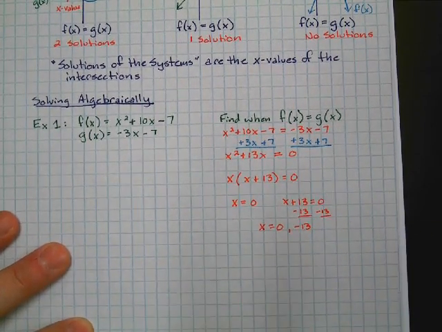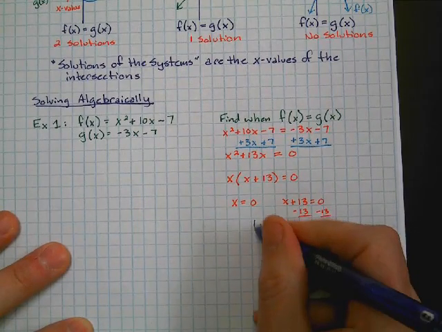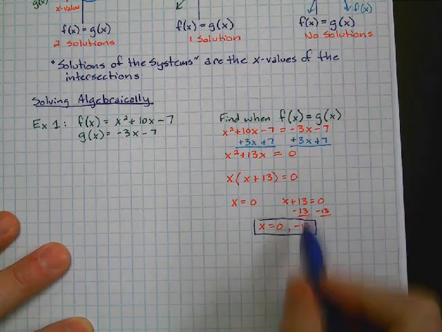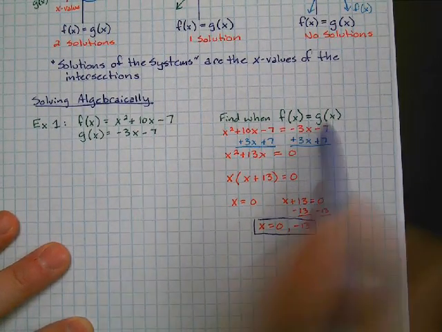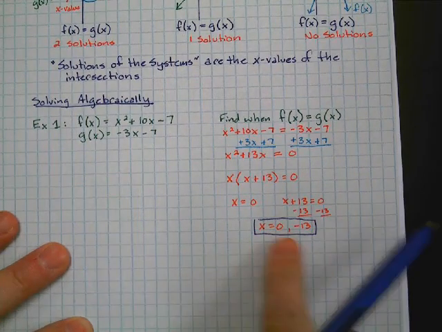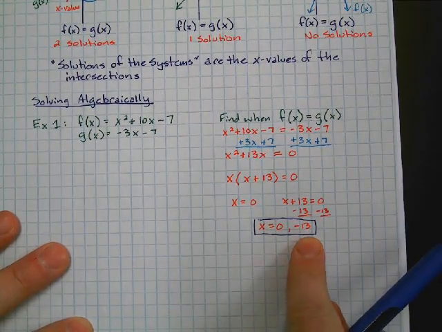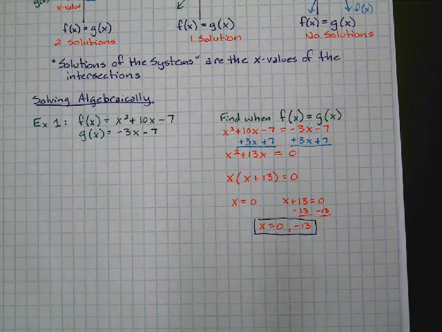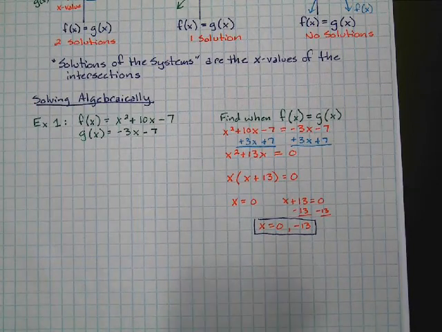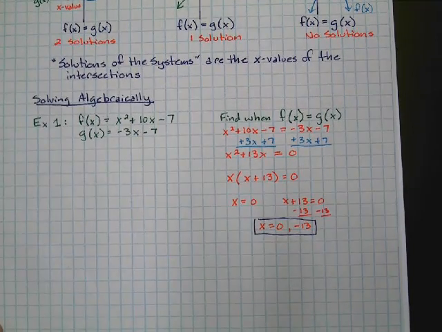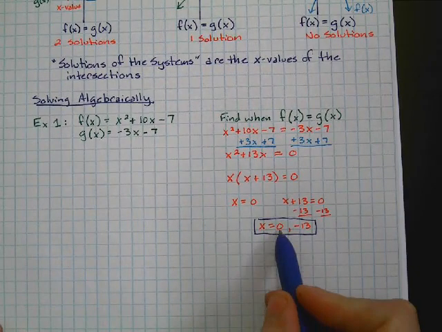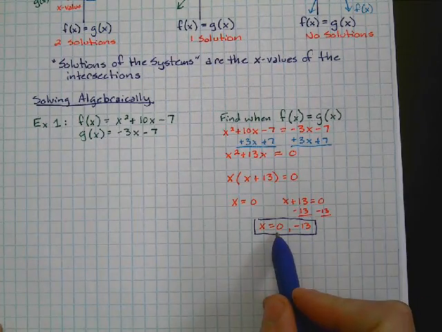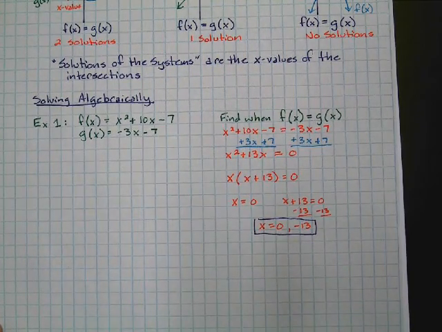So the answer to the question is 0 and negative 13. Those are the x values where f of x is equal to g of x. So that's the answer to the system. Now, the other question that you could ask is, at what points will these two graphs intersect each other? Well, these are the x values where they will intersect each other. So all you need to do is plug in the x and then find the y.